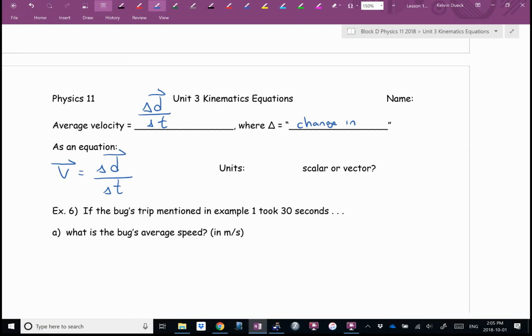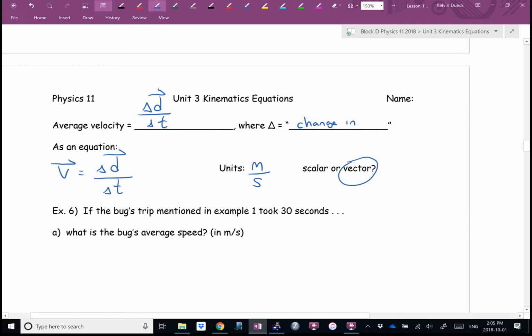Which one, the vector one or the scalar one? The scalar one, and so the vector one is kind of hidden in there. Units, what do I measure displacement in? Per. So the units for velocity and for speed are the same, but velocity, vector or scalar? Vector.